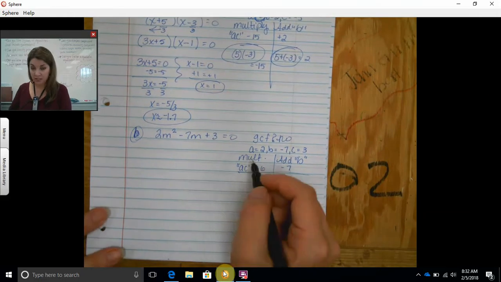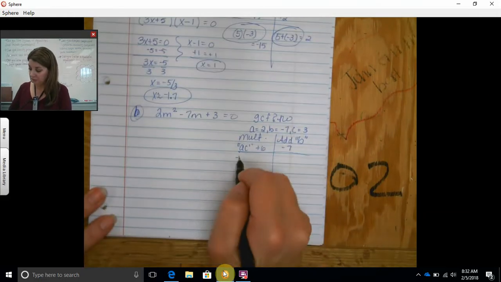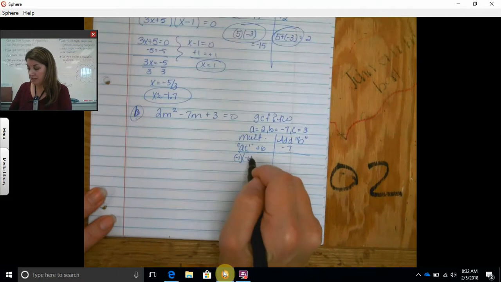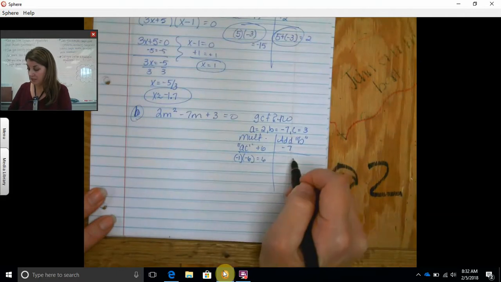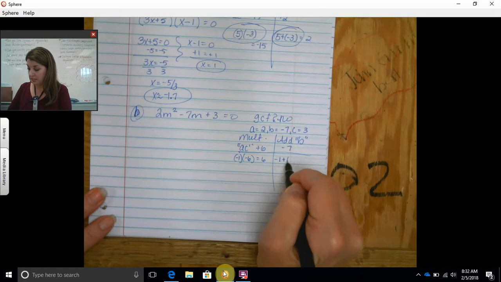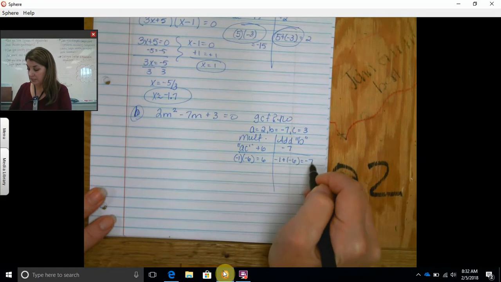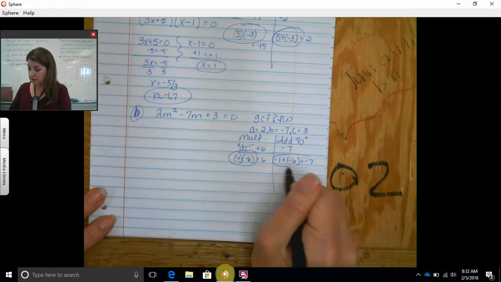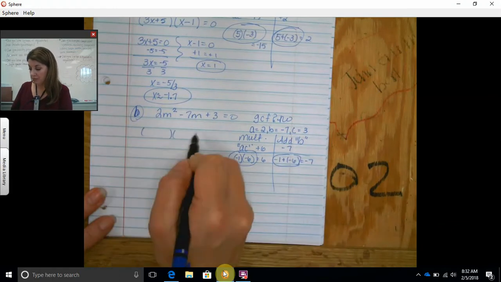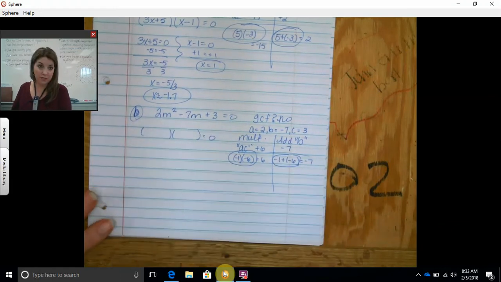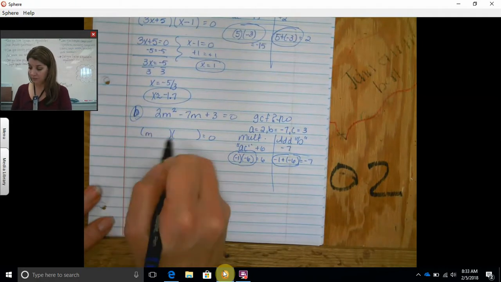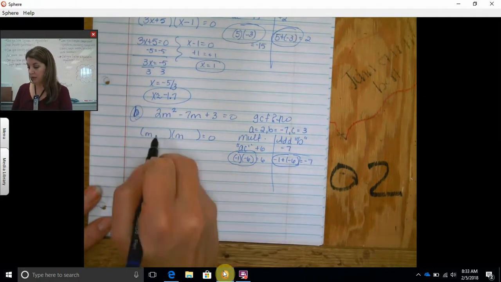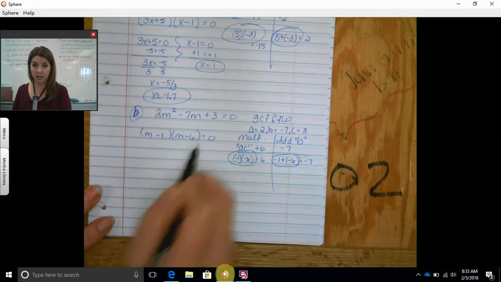Negative 1 and negative 6, you say? Negative 1 times negative 6 is positive 6. Negative 1 plus negative 6 is negative 7. So that works on both sides. Make your parentheses. What variable are we going to use this time? M. And we'll put a minus 1 in one set and a minus 6 in the other.